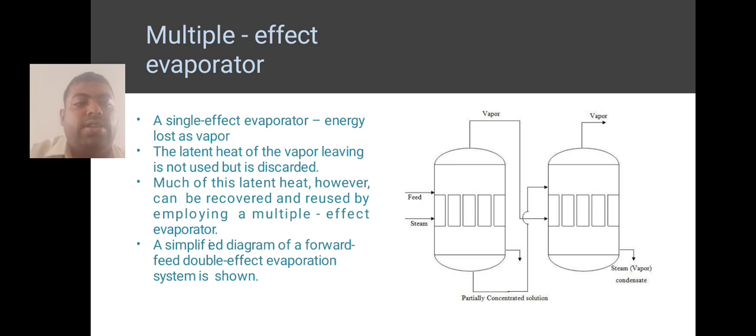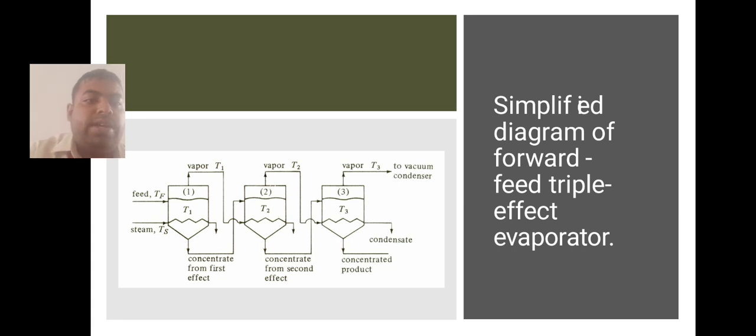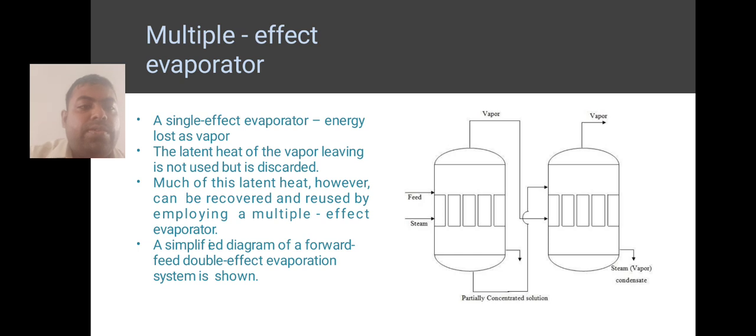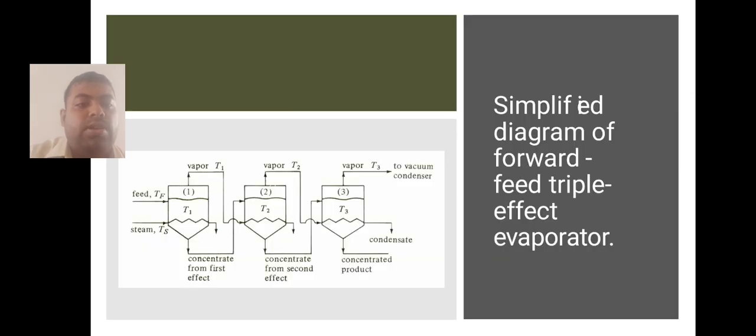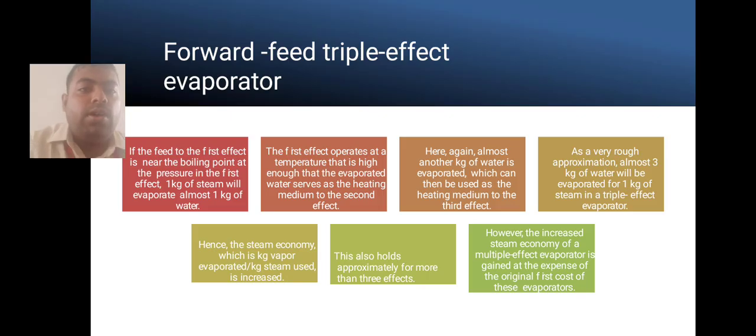In this, the feed is passed through a single effect and it causes evaporation, and the partially concentrated solution is passed to another effect. And the steam is passed as vapor and is taken as the heating vapor for the next effect. This is the simplified diagram of a forward feed triple effect evaporator. Here it is a double effect evaporator, triple, penta, and it goes on. Forward feed triple effect evaporator.